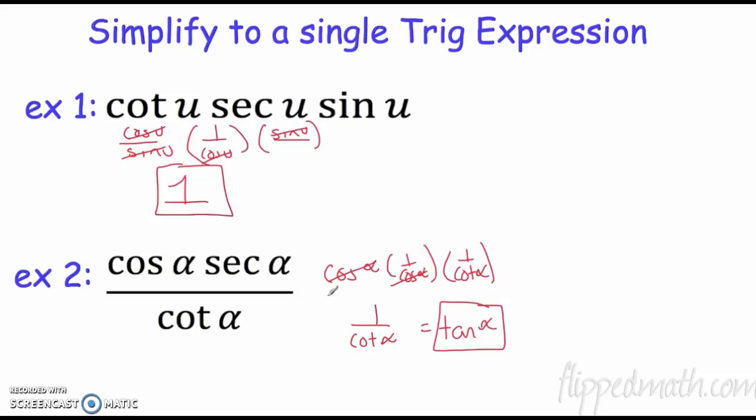Alright, so right now, just take a look. I'm just manipulating these with algebra, things I know, facts I know, changing it all into sine and cosine, and then working it down to a single expression.